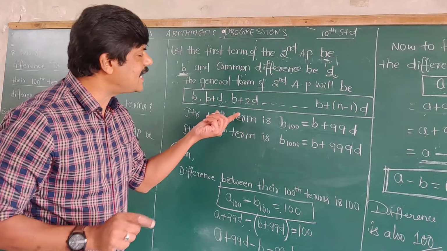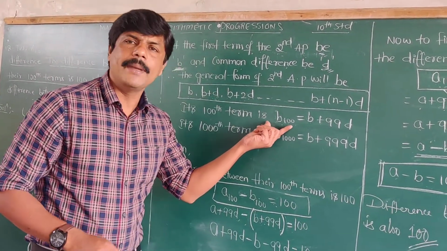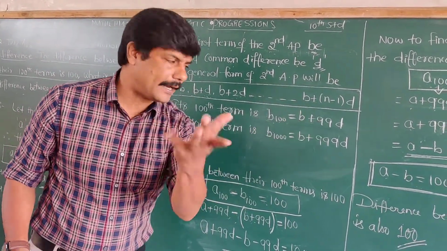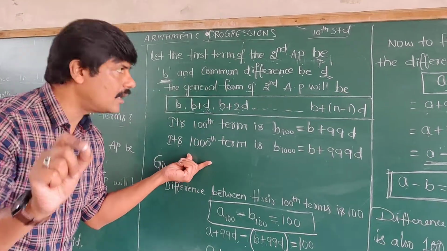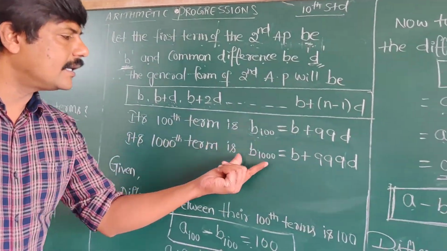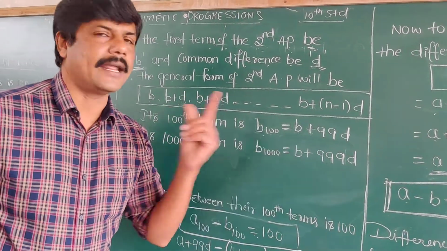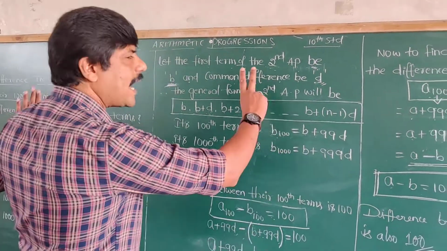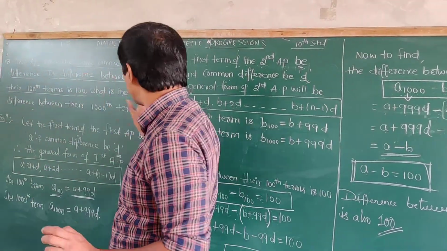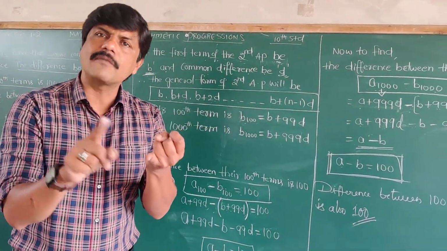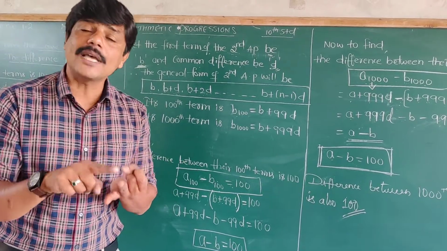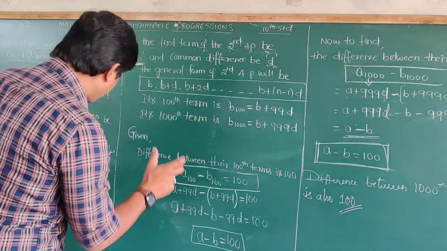The 100th term of this second AP is B100, which is nothing but B plus 99D. The 1000th term of this AP is B1000, which is nothing but B plus 999D. Did you understand, children? Now, we have framed two APs, and the 100th term and the 1000th term of the two APs are there here.